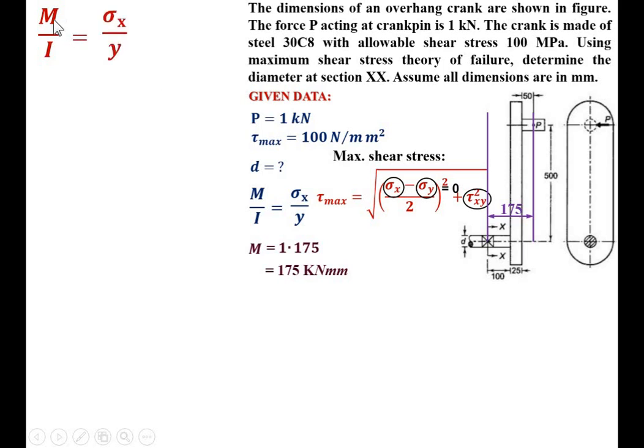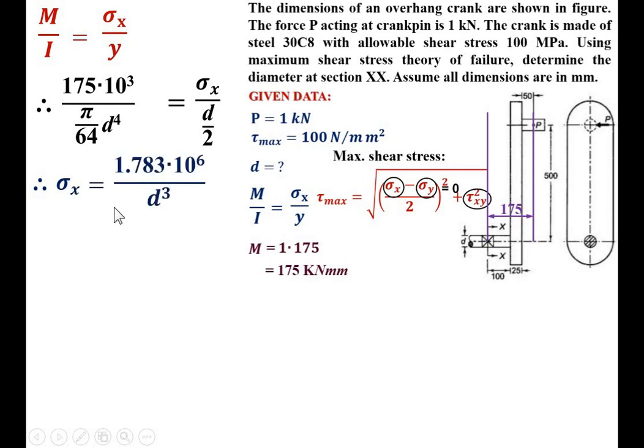Now I can use the fundamental equation of bending moment. You have bending moment 175 kilonewton, that's why it is 10 raised to 3, upon moment of inertia I, and for the circular pin the moment of inertia is pi by 64 d raised to 4, is equal to sigma x, that is my objective, upon y, the distance from neutral axis to extreme fiber, which is d by 2. If you simplify this equation, you will get sigma x in terms of diameter.